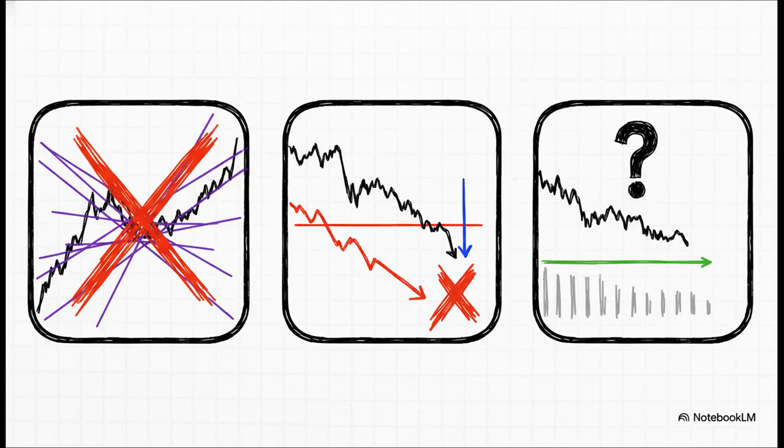Another classic error is trading every single line. Price hits the 23.6, buy. Price hits the 38.2, buy. That's a recipe for disaster. And finally, ignoring volume is a huge mistake. A bounce is way more believable if there's a big surge of volume behind it.